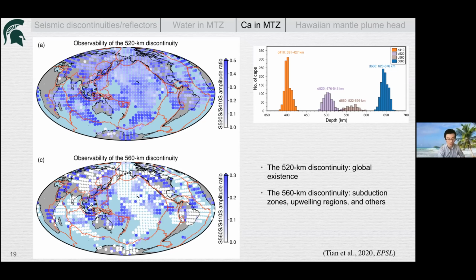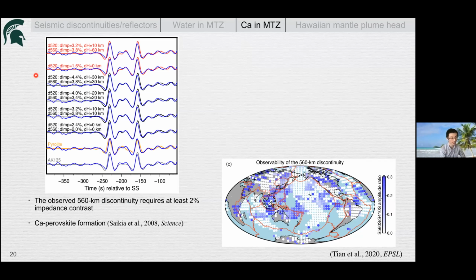But what's more interesting to me is the 560 discontinuity. We have done a lot of synthetic seismic tests, on the left side, and we find that at least we need 2% impedance contrast, velocity times density contrast, in order to create this 560 discontinuity.